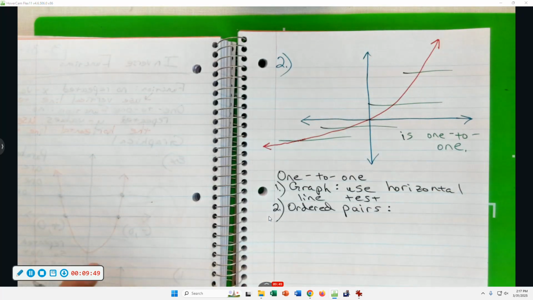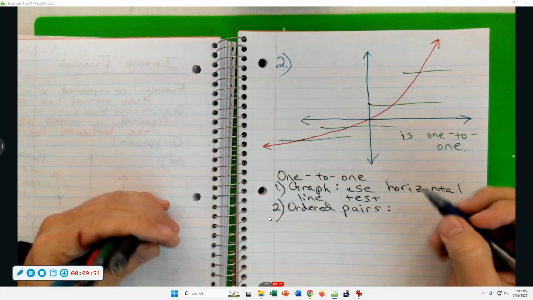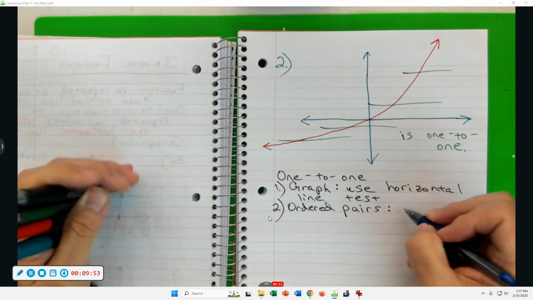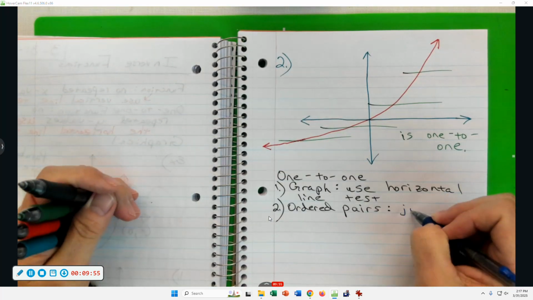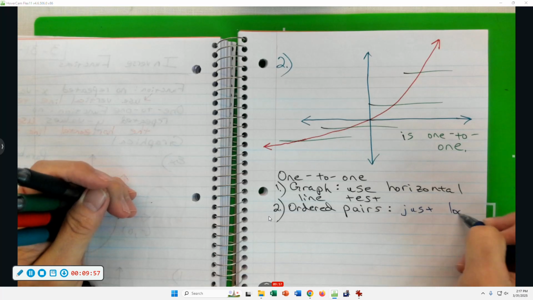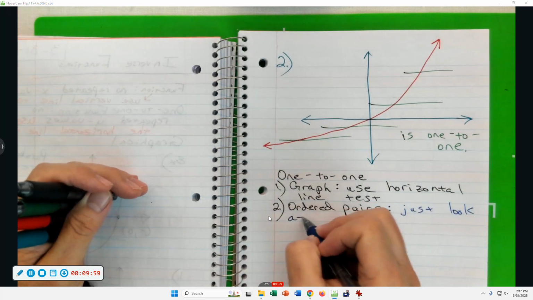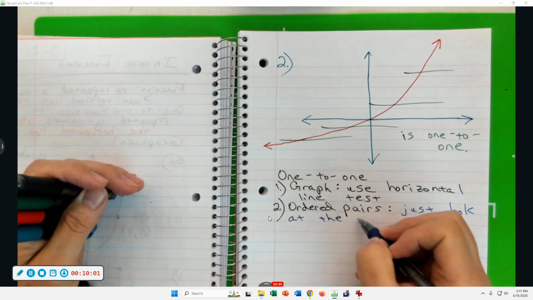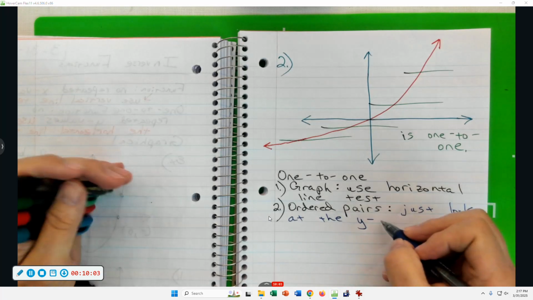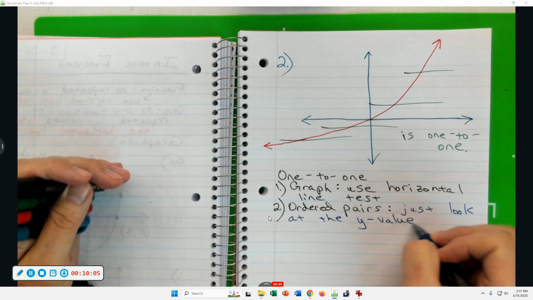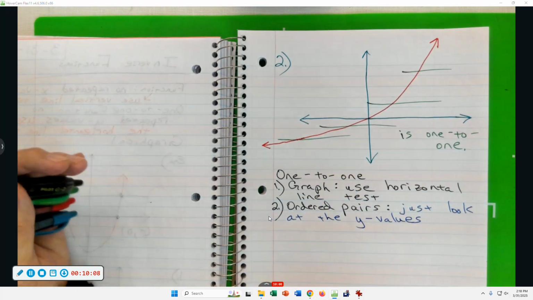For ordered pairs, just look at the y coordinates. If there's a repeated one, I'll say the y values, if there are repeats, then it's not 1-to-1.